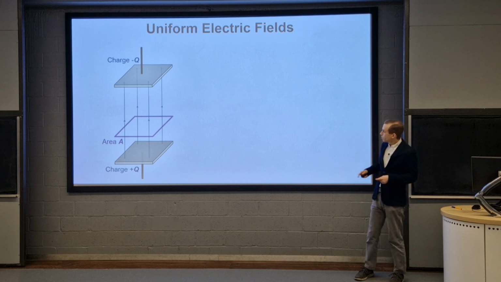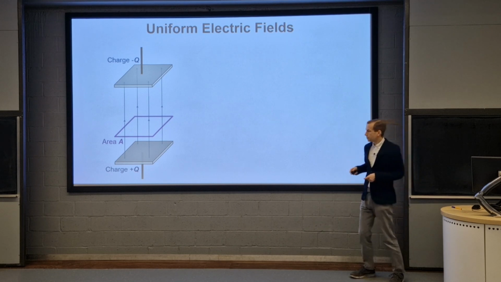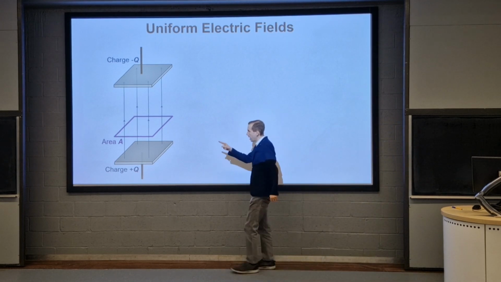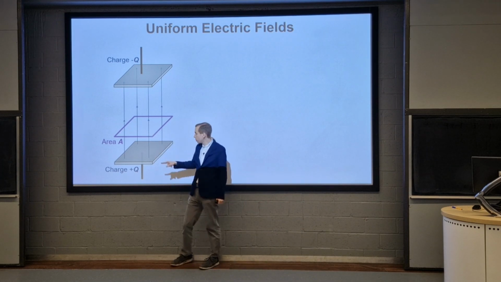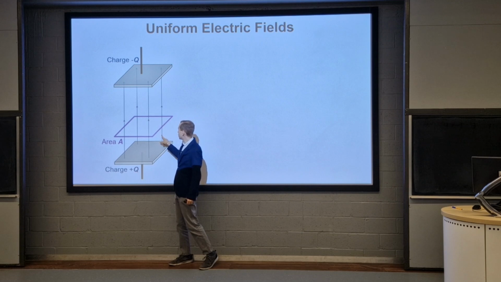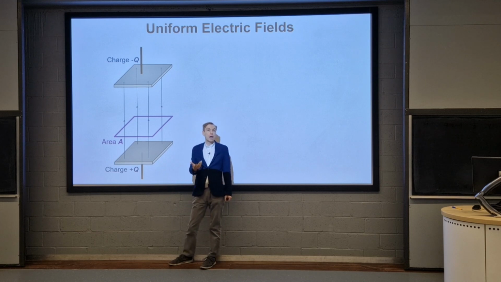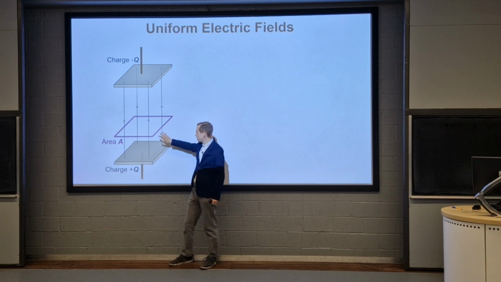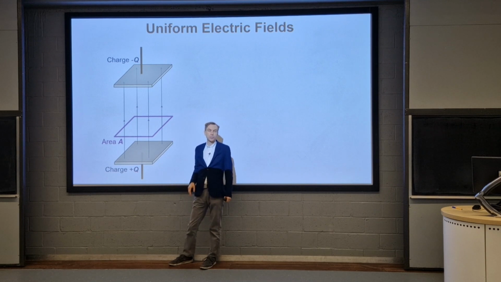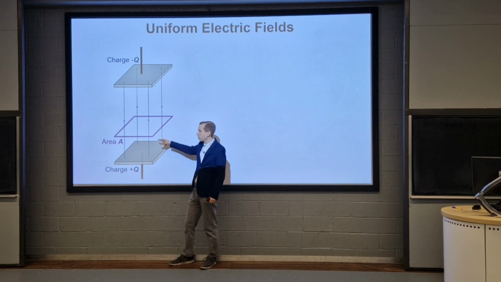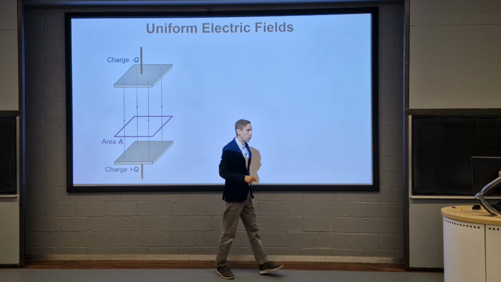So if we think about an area here, this is the area which intersects the field lines at right angles. So all these field lines are going in the same direction. And if we draw little right angles here, the surface we're going to get is just a square. That's going to be our area. And this is the area which encloses that charge. So this is the area we need to be thinking about for Gauss's law.